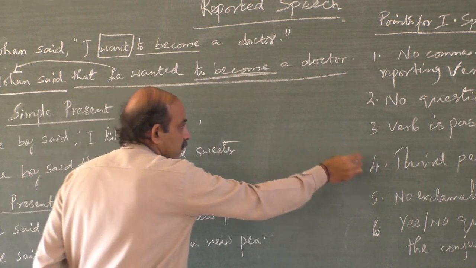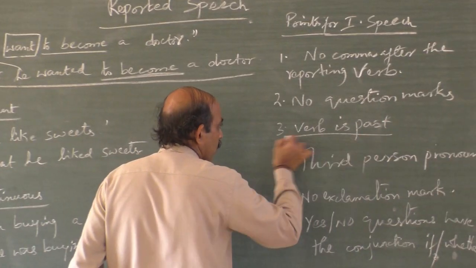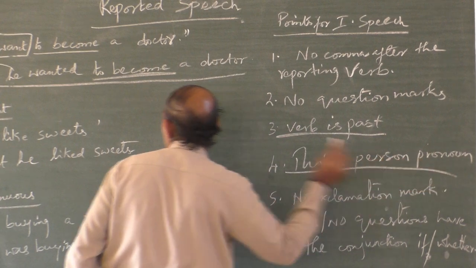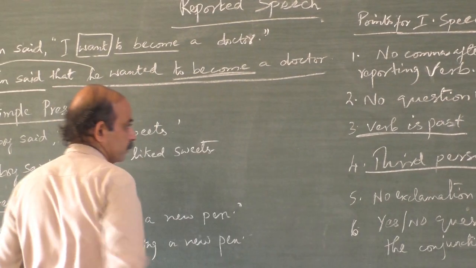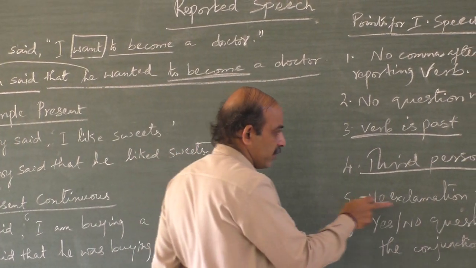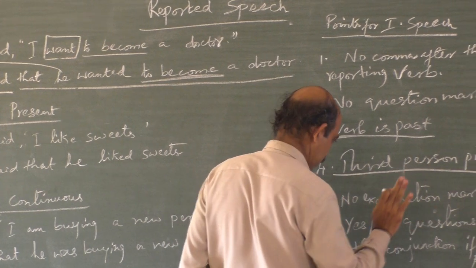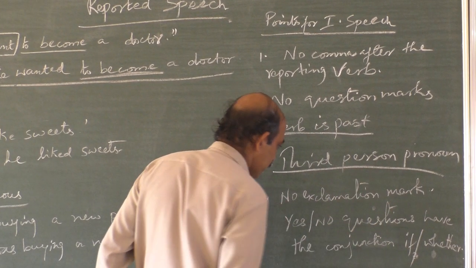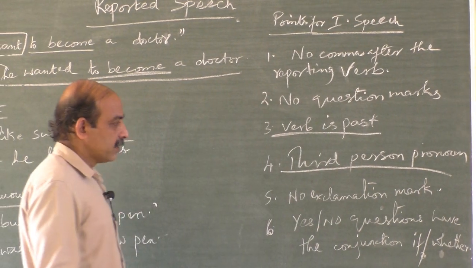And the verb is past at this point. A third person pronoun has been used here, and if exclamation marks are available, there is no exclamation mark. Yes or no questions have the conjunction if or whether. That, of course, I will discuss later.